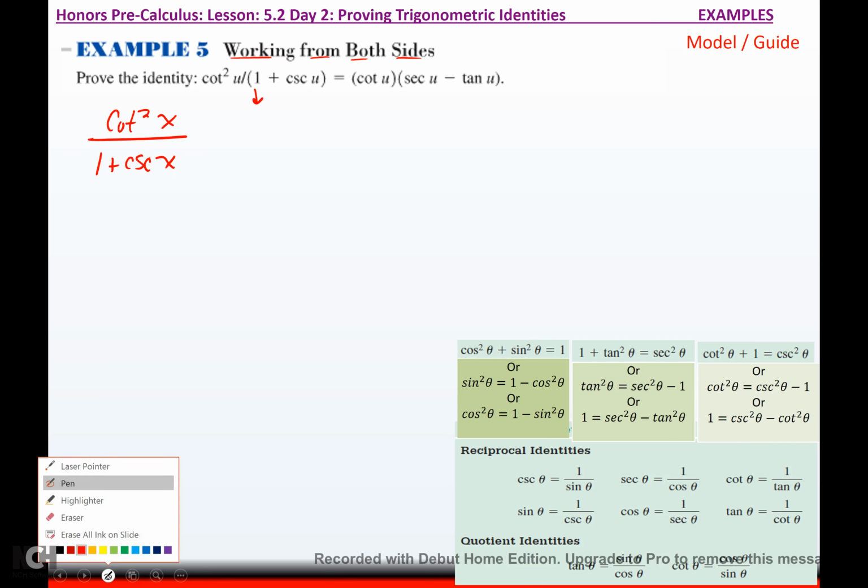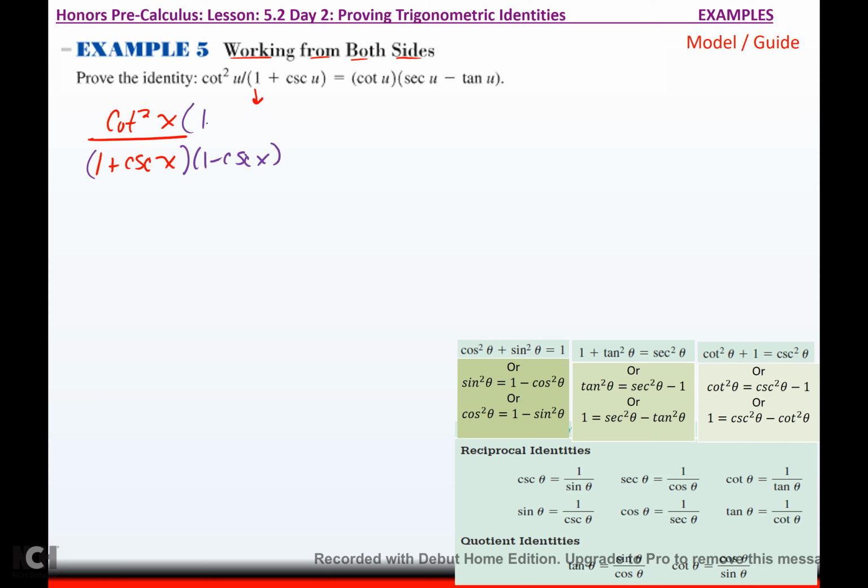I'm going to try that difference of squares thing again. So I'm going to multiply by 1 minus cosecant x on top and on bottom. And that gives me cotangent squared x times 1 minus cosecant x over 1 minus cosecant squared x, because that would be difference of squares.